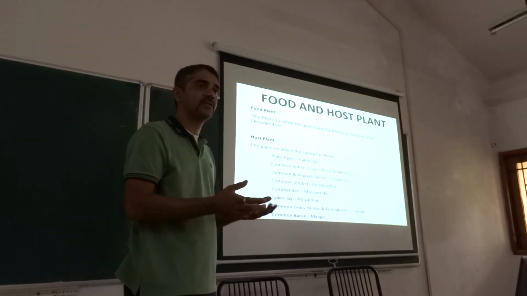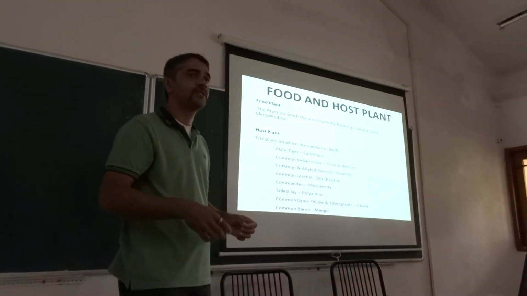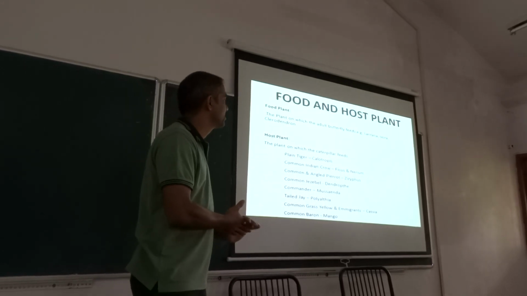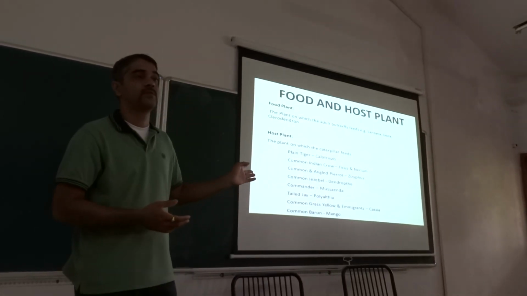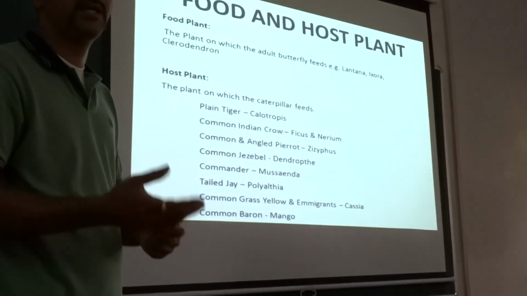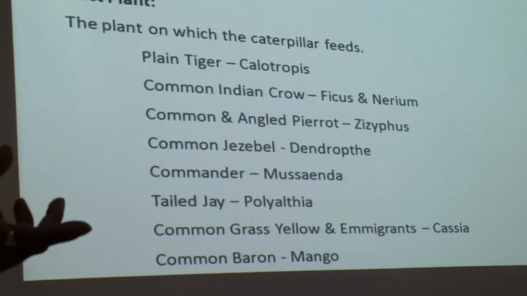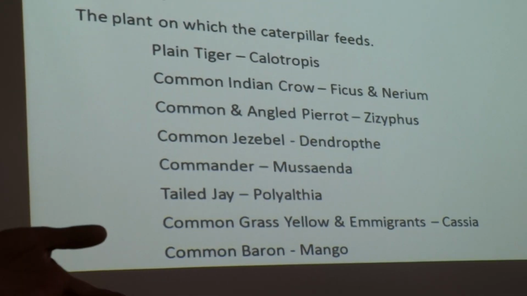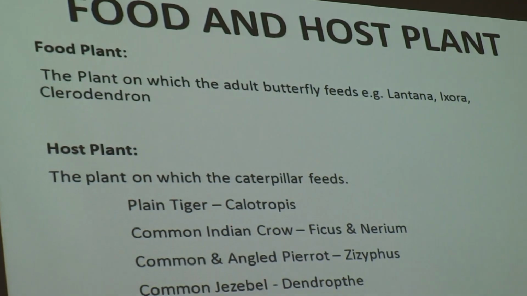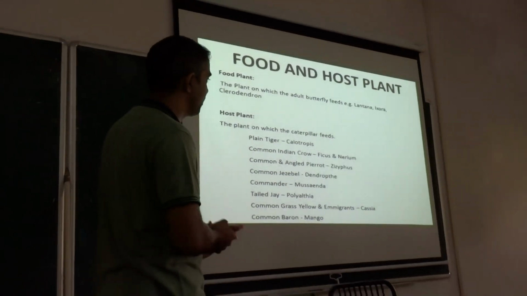Some will be monophagous, they will feed on only one particular plant. Some will feed on a couple, and some are generalists, which are called polyphagous. So these host plants are those on which a butterfly will complete its life cycle, while a food plant is one on which the adult will feed. You can also call them nectar sources. So that's the difference between these two. As we progress, we will also use these terms, the food plant and the host plant, so you will understand the difference.